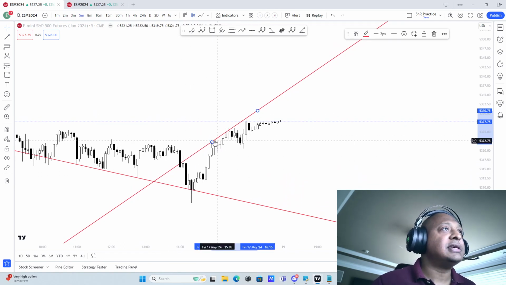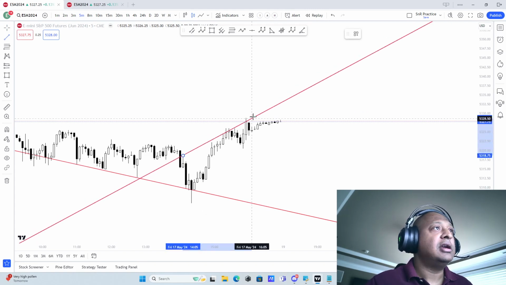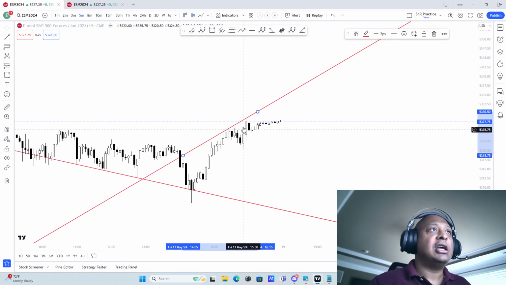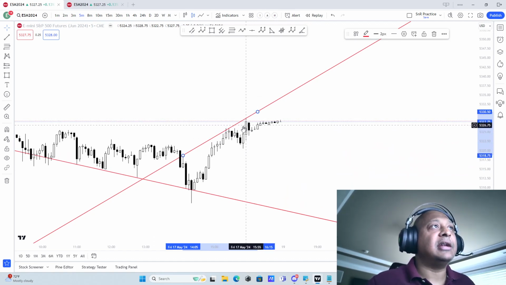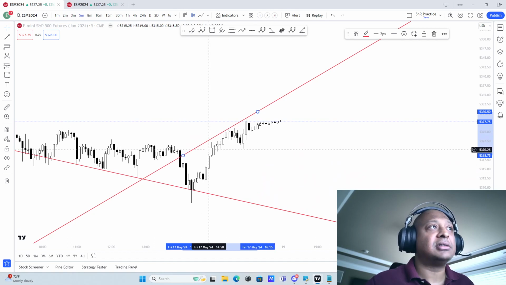But now you may say that if you connect the line starting from here, then also we make a wedge. Absolutely, we do make a wedge. But what are we trying to say here? That number of bars that I was talking about, if you see here, from this touch to this touch, we have 16 bars, right?